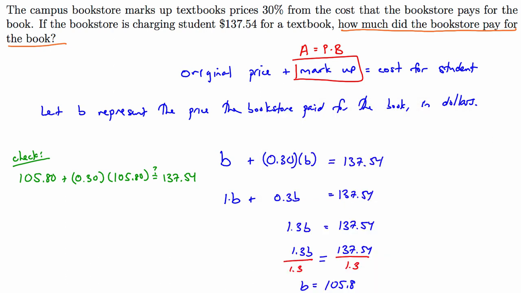So we're confident that we have the correct price of the book, and we'll answer the question in a complete sentence. How much did the bookstore pay for the book? The bookstore paid $105.80 for the book. Be sure to include the unit in both the variable definition and the final sentence answer.